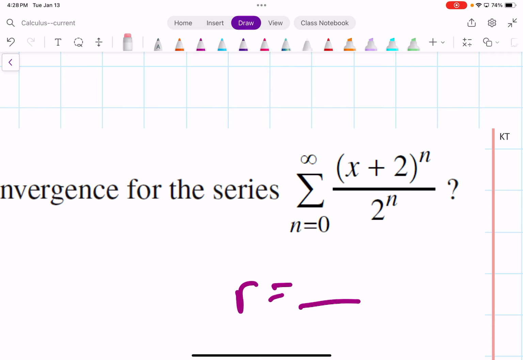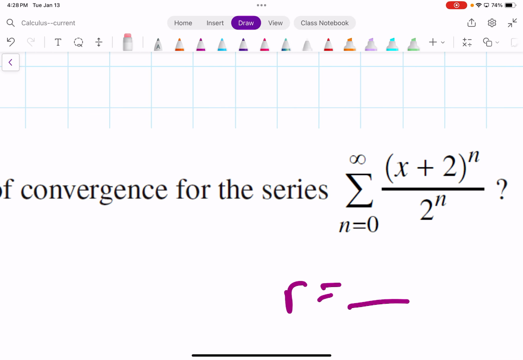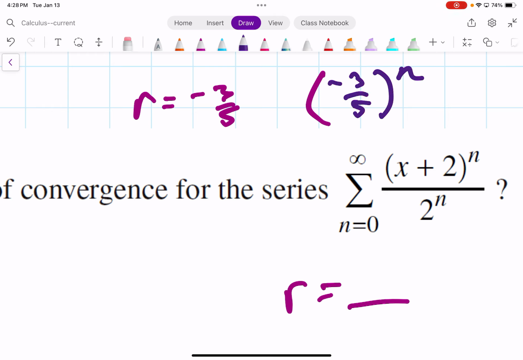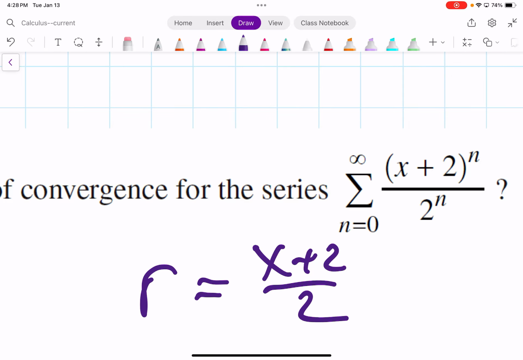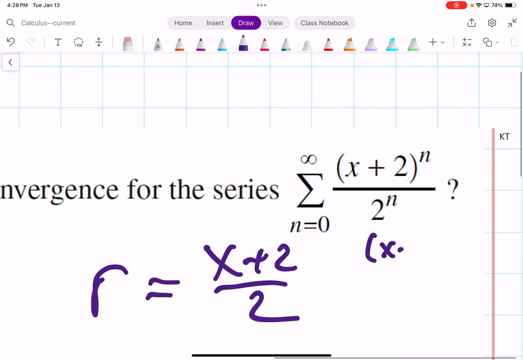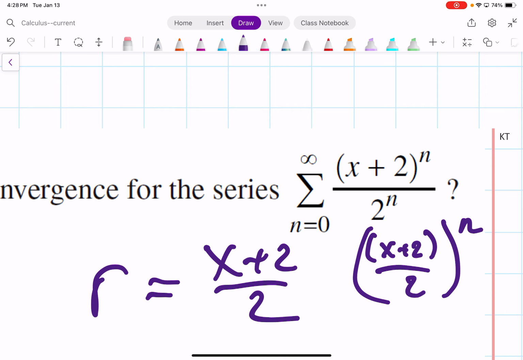So here's my hint. Just a minute ago, we decided R was negative 3/5, right? Because we saw we could rewrite this as negative 3/5 to the n, because when n goes up, we multiply by another negative 3/5. So what is R? Oh, it's x plus 2 over 2. Right? Because you could rewrite this as x plus 2 over 2 to the n, just using properties of exponents.